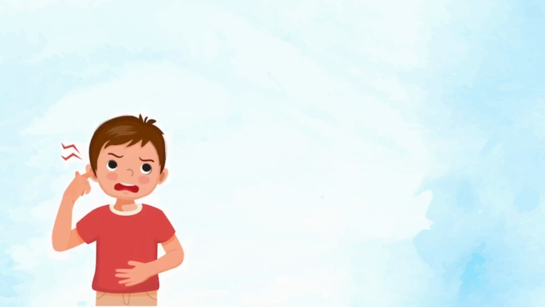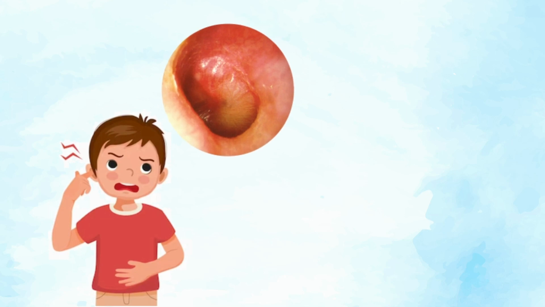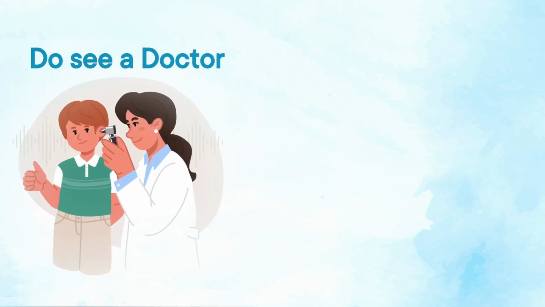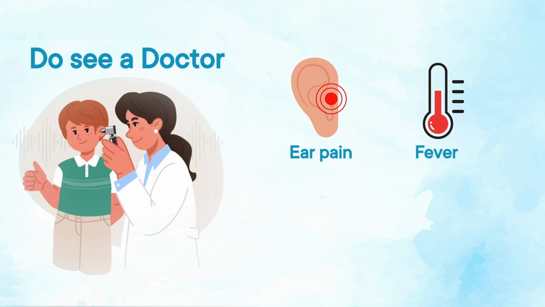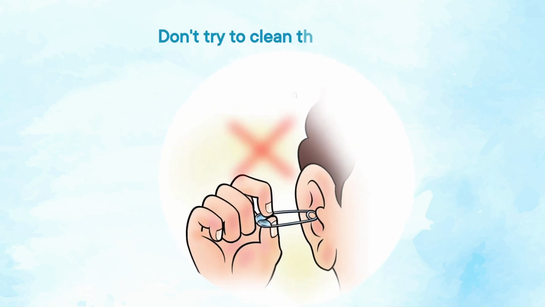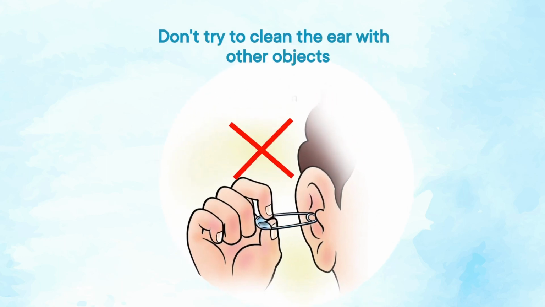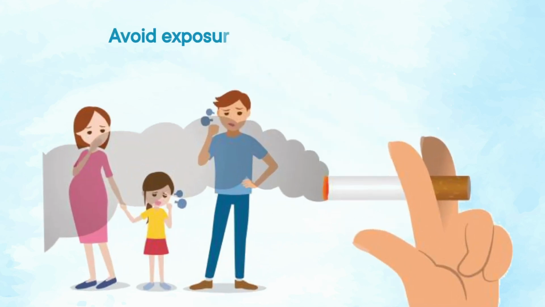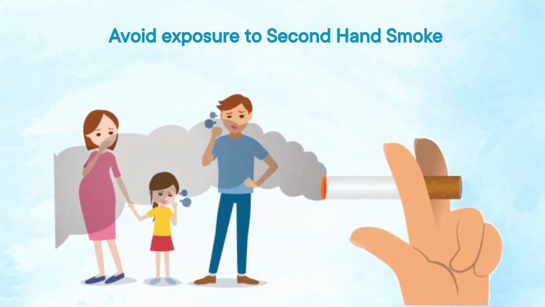If you or your child does develop otitis media or an ear infection, there are some do's and don'ts to keep in mind. Do see a doctor if you or your child has symptoms like ear pain, fever, trouble hearing, or trouble sleeping. Don't try to clean the ear with other objects, as this can push wax or bacteria further into the ear. Avoid exposure to second-hand smoke.